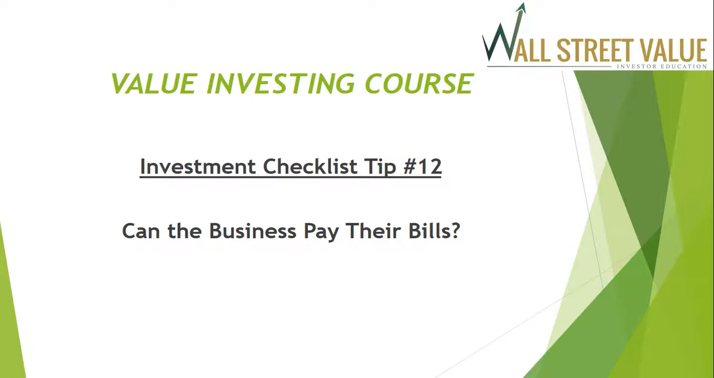Today we're going over investment checklist tip number 12. We want to know if the business that we're investing in can pay their bills. There's a couple ratios we look at to determine if they're able to do so.